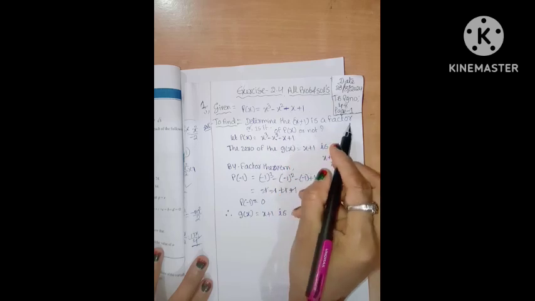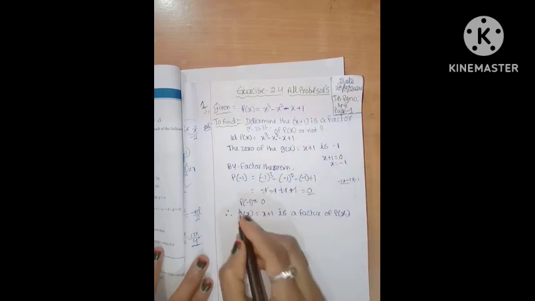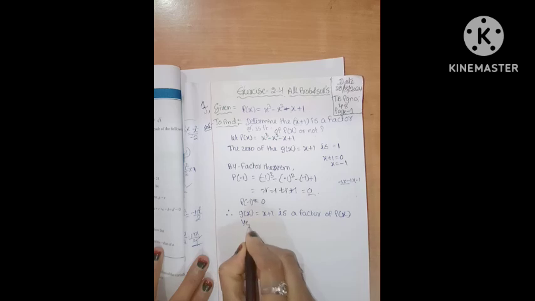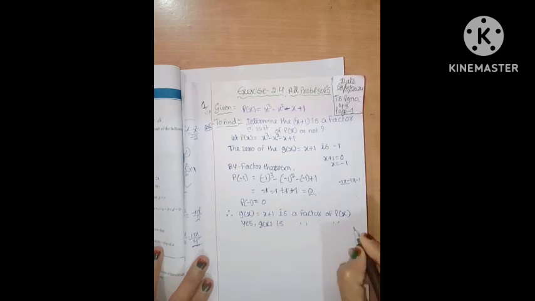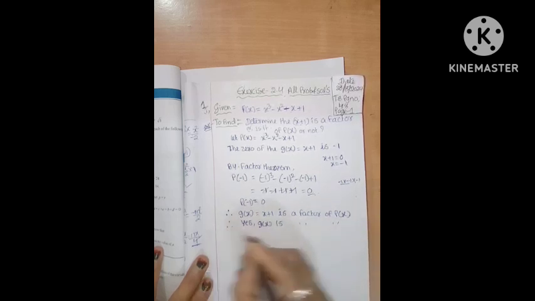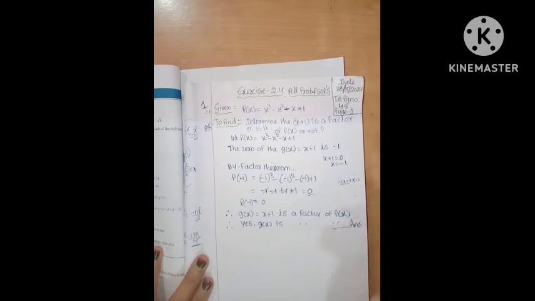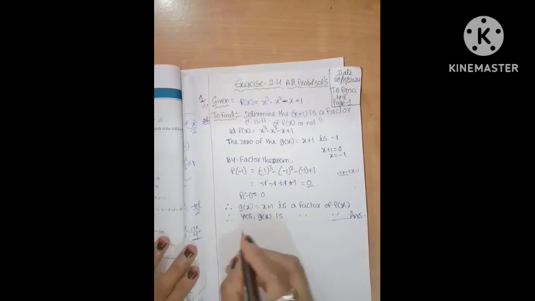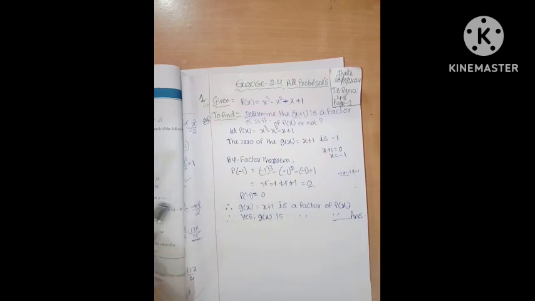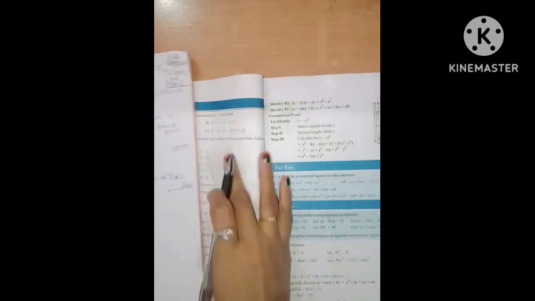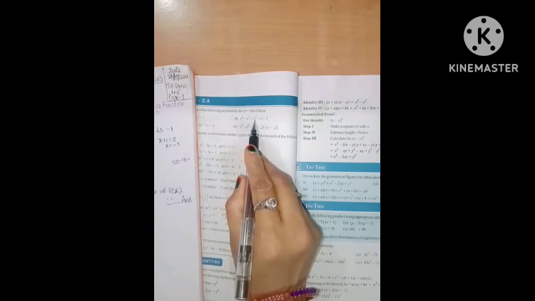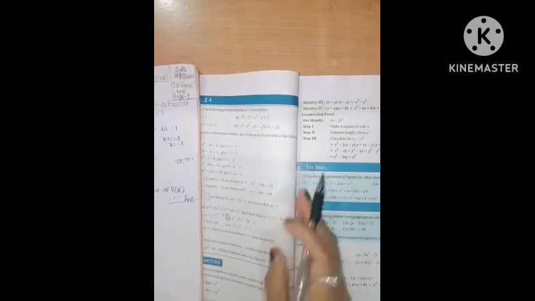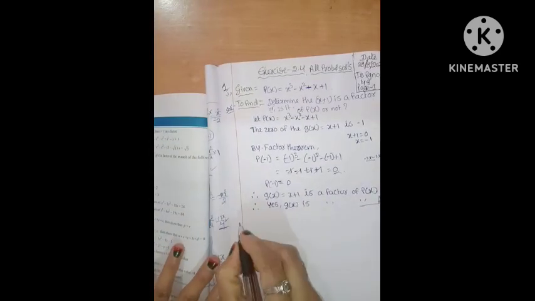Is x plus 1 a factor of p of x or not? Yes. G of x is a factor of p of x. This is the final answer. It's over. Are you clear? Next one, the second question. First, I will read the problem in our textbook: x to the power of 4 minus x cube plus x square minus x plus 1. This polynomial is given.